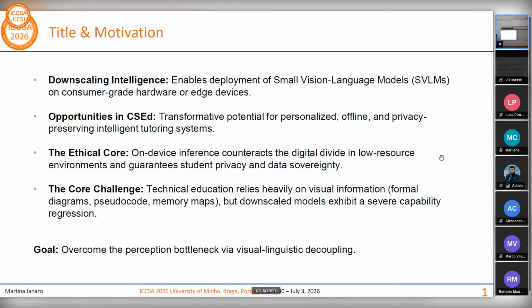The core challenge is that when we speak about computer science education, we are inside a technical education domain. It means that a lot of information is inside very heavy visual data. I'm speaking about formal diagrams, pseudocode, or memory maps that are usually inside the textbooks of programming languages. So the problem is that if we want an intelligent tutoring system on device, we have to downscale the model, so a small visual language model. But downscaling intelligence means a regression in the capability of the models. So our goal here is to overcome the perception bottleneck via visual-linguistic decoupling.